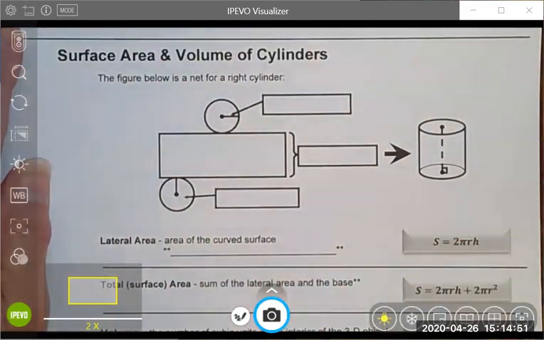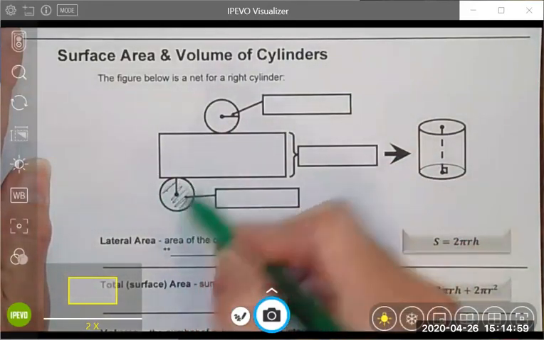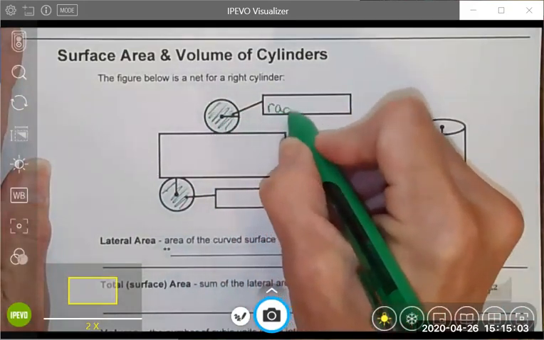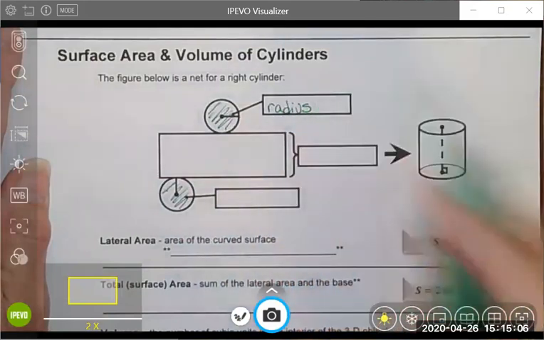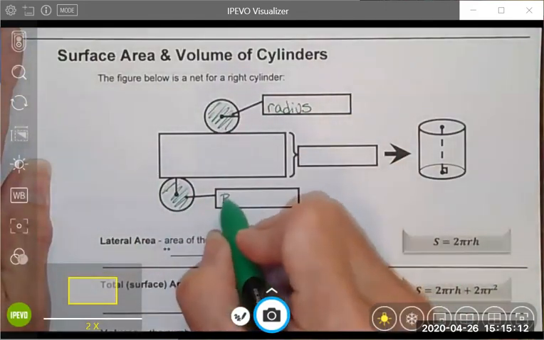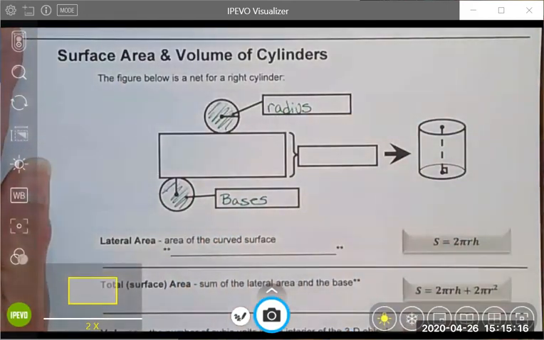There are lots of parts to a cylinder. Let's go through the anatomy real quick. All cylinders have bases that are comprised of circles. And every circle has a radius. Cylinders have two bases. The bases, much like you'd find in a prism, are parallel and congruent.